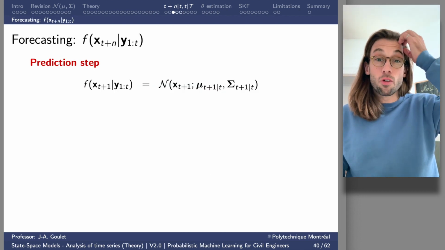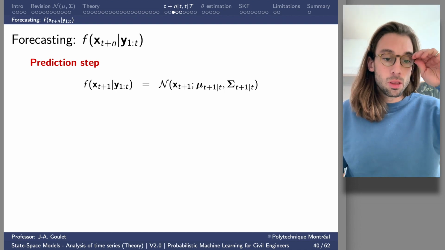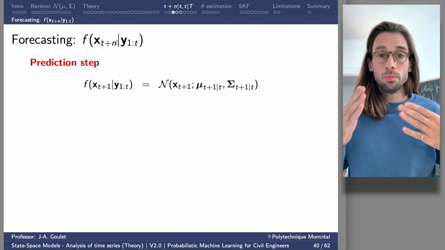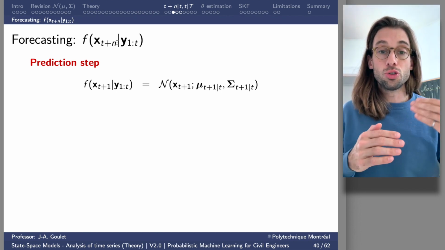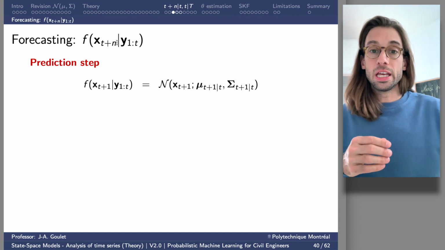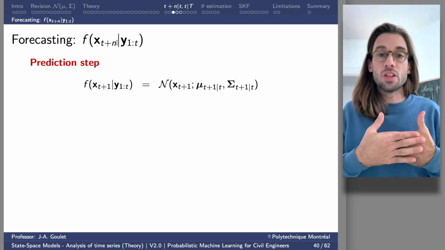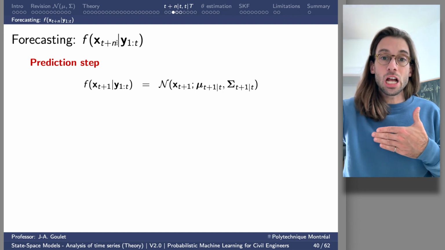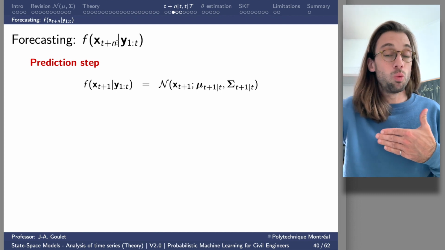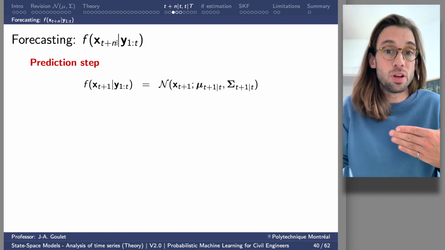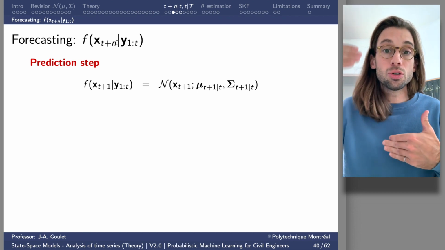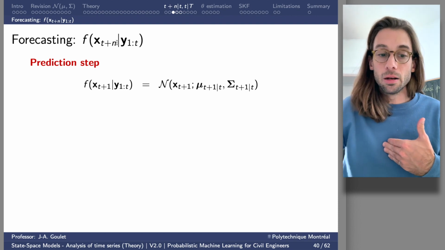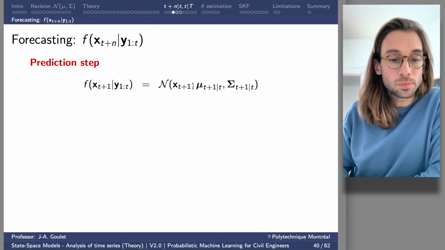So first, let's look at forecasting because this is the simplest. If we want to forecast n time steps in the future, the only thing we need to do is to recursively use our transition model over and over again. We have our current state of knowledge at time t. We use our transition model to get our prior knowledge at time t plus 1. We use that prior knowledge without updating it with an observation because we don't have an observation yet. We pass it again into our transition model to get our prior knowledge at time t plus 2, t plus 3, t plus n.